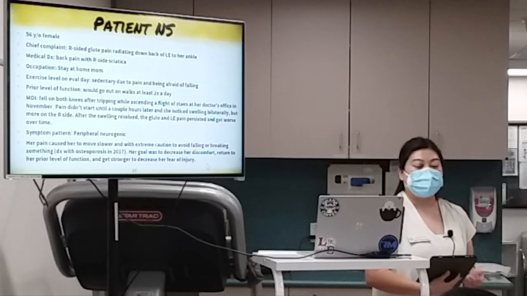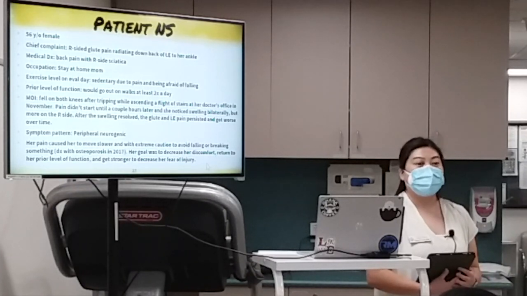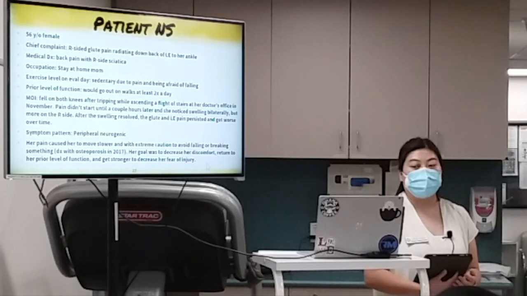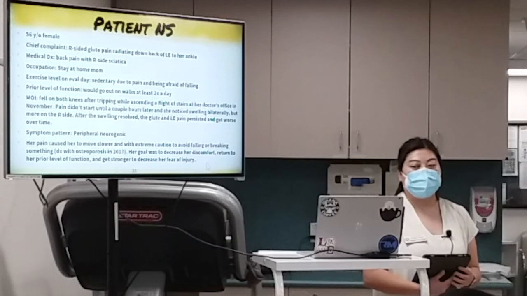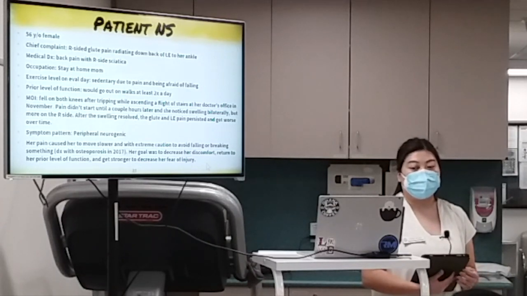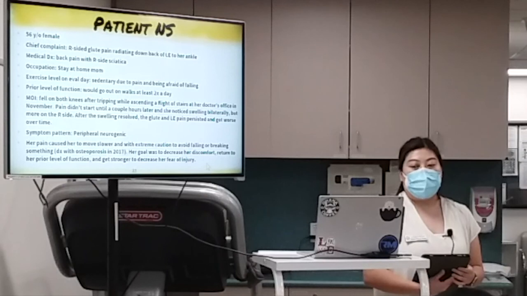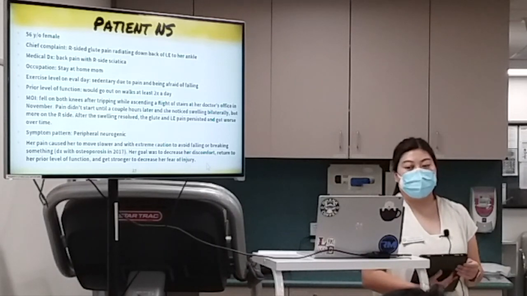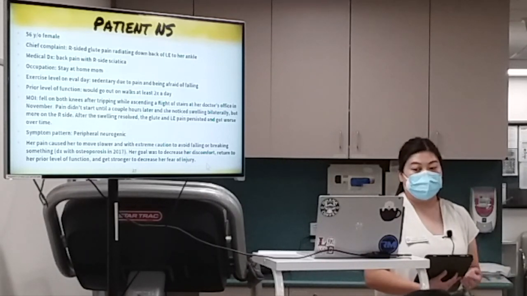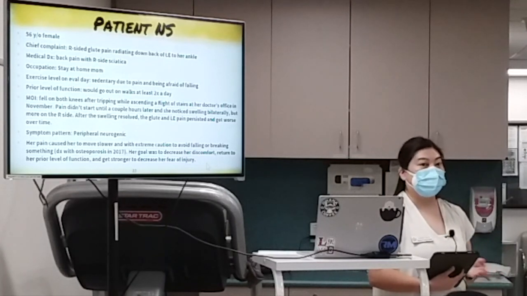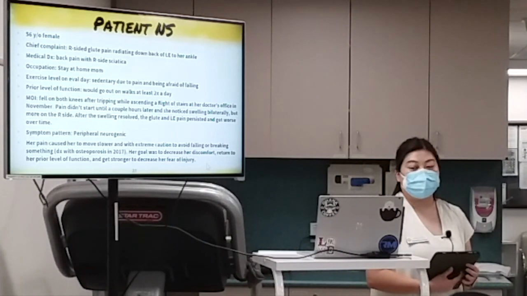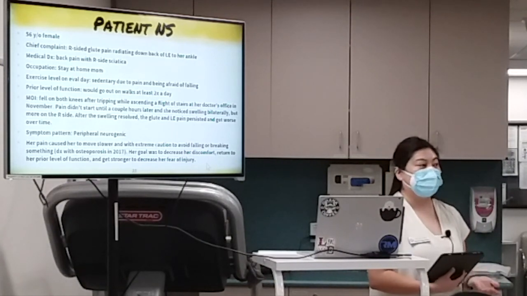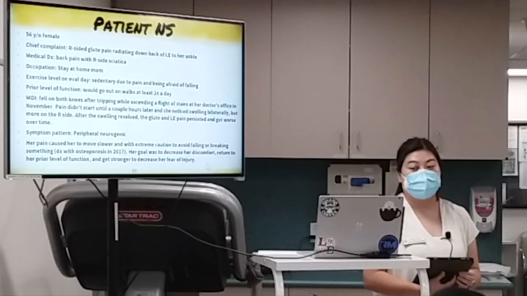Her prior level of function before her injury was that she would go out on walks at least 2 times a day. Her mechanism of injury is she fell on both knees after tripping while ascending a flight of stairs at her doctor's office in November. Pain didn't start until a couple of hours later and she noticed swelling bilaterally but more on the right side. After the swelling resolved, the glute and lower extremity pain persisted and got worse over time. Her symptom pattern was mostly peripheral neurogenic, and her pain caused her to move slower and with extreme caution to avoid falling or breaking something due to a diagnosis of osteoporosis in 2017.